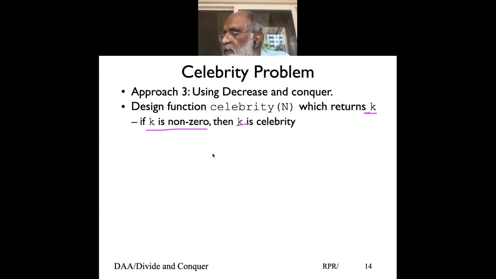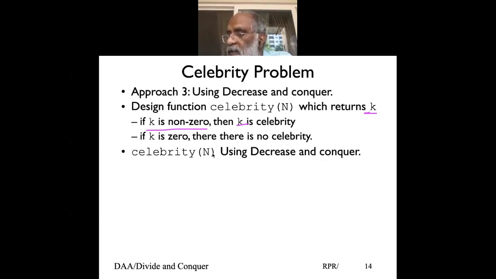If it returns k equal to 0, that means no celebrity exists. So how would this approach work? Celebrity n would call celebrity n minus 1, and let's say celebrity n minus 1 returns k. In this case, that means among the n minus 1 people, k is a celebrity.